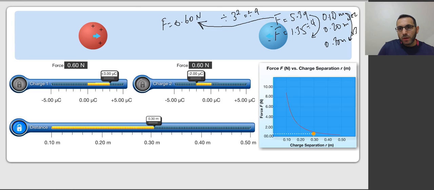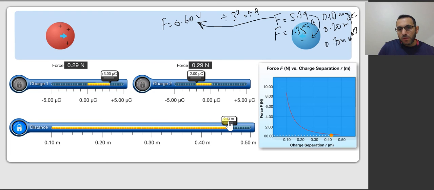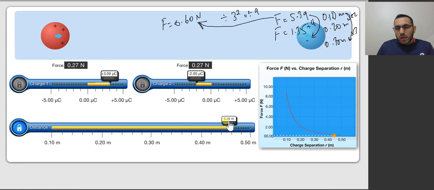Okay? The further we separate the charges, the less the force. See here, it's approaching zero. The farther the charges are, the weaker the force of attraction, or the electric force, between them. Okay? I hope this gives you a clear idea about the variables which affect the force.